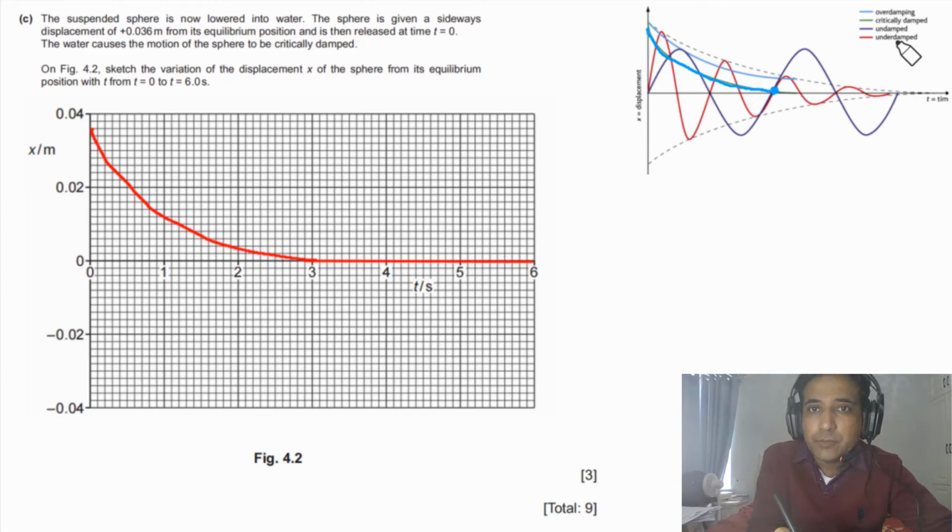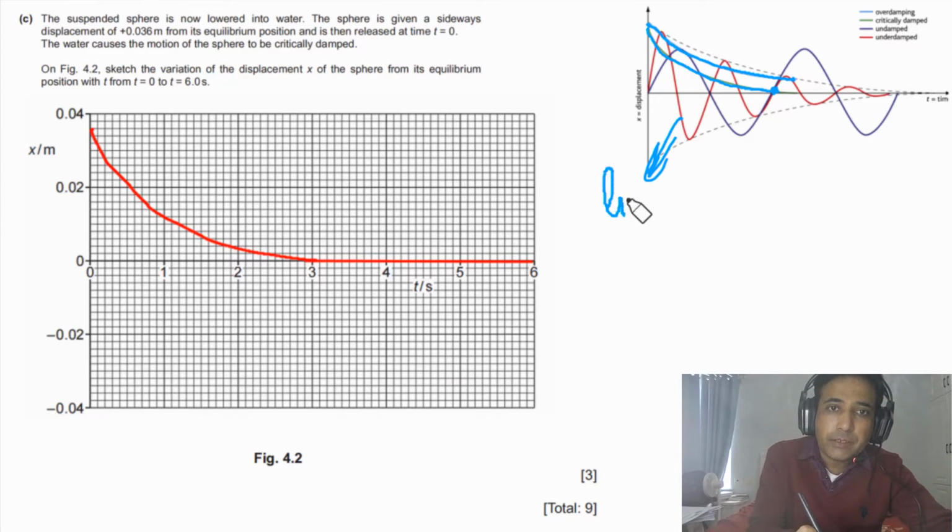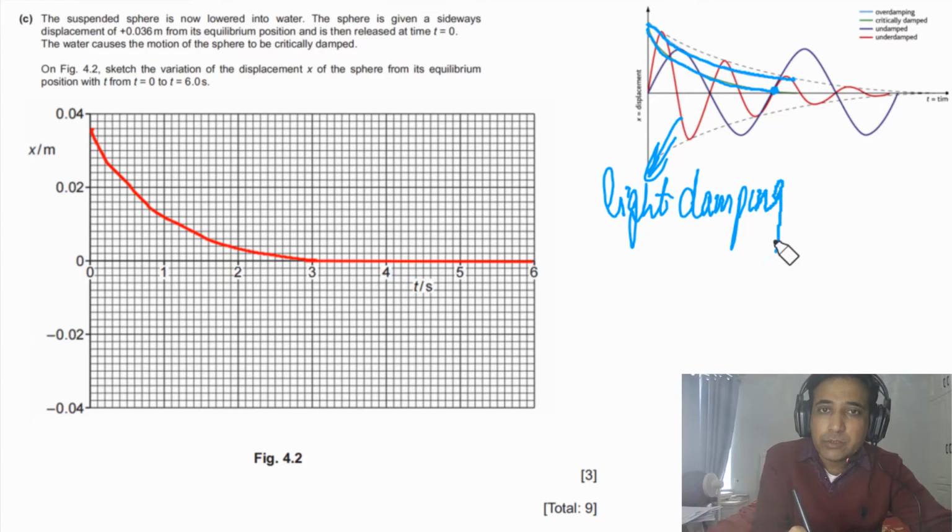And if you look at over damping, this curve is representing over damping. It takes a very long time to come back to equilibrium, more than one time period. And you can also see the red one. This is light damping. So these are some important points you need to understand about these three different types of damping.